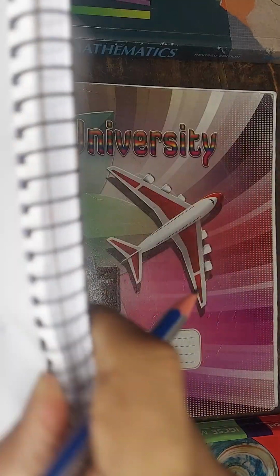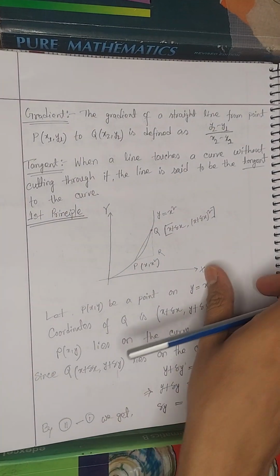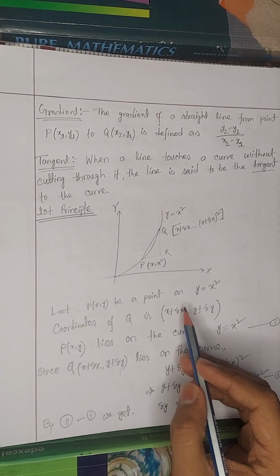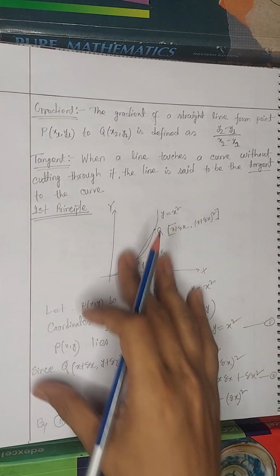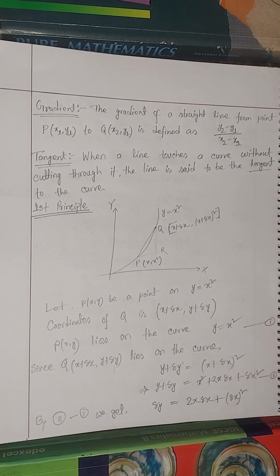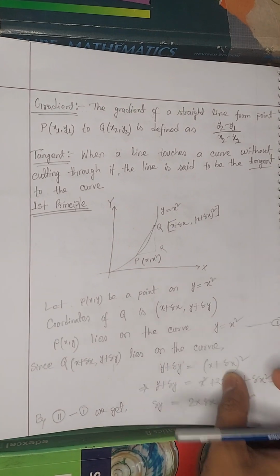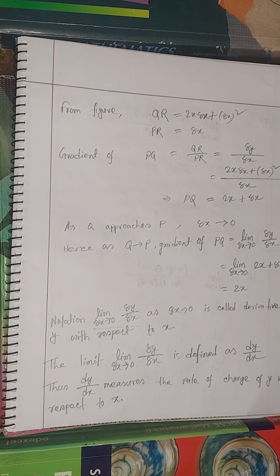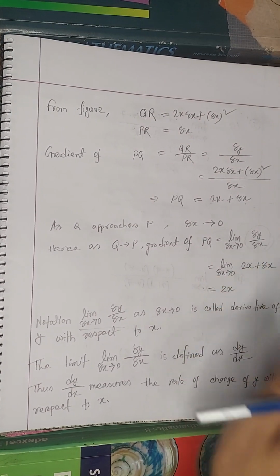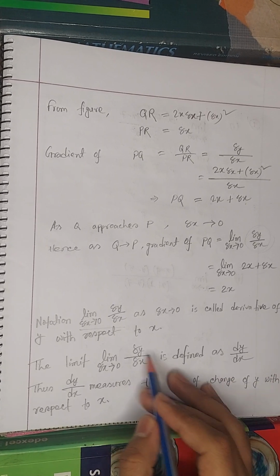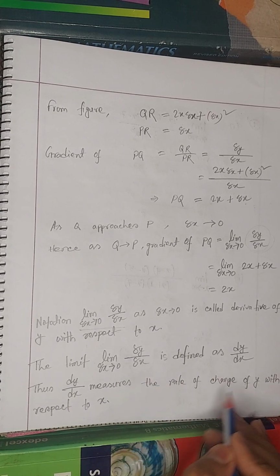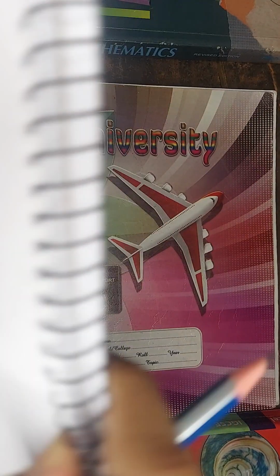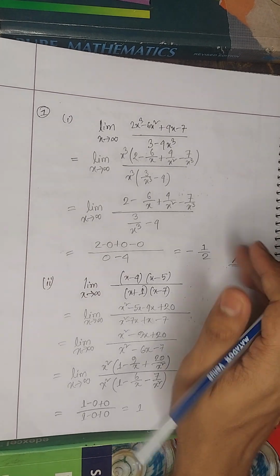Now here actually I have shown you the first principle. This is called the first principle, where we take a small change of the x and y coordinates, then we get the gradient of the line, or the gradient of the tangent, which is PQ, and then we find the definition of dy by dx, which measures the rate of change of y with respect to x. Now we are going to solve some problems from limit.